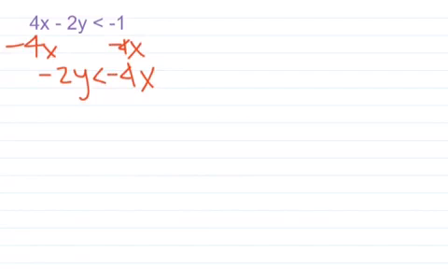So let's do this. We're going to subtract 4x on both sides. Negative 2y is less than negative 4x minus 1. Now we have a negative 2 attached to our y, so we're going to divide by negative 2 on both sides. Remember that rule still applies, we're still dealing with inequalities. Whenever you divide by a negative on both sides, what happens to your inequality sign? It's going to flip.